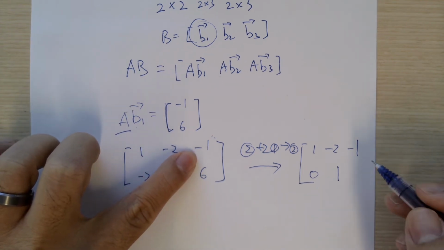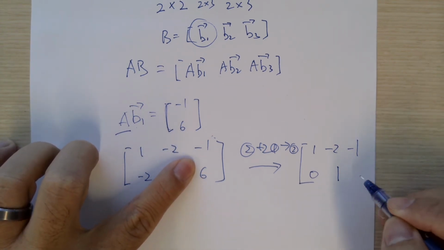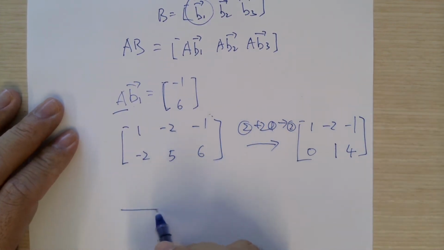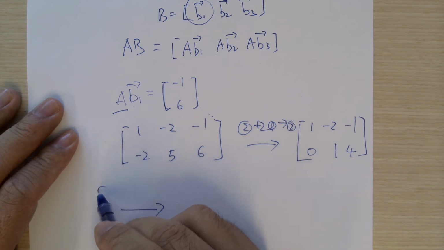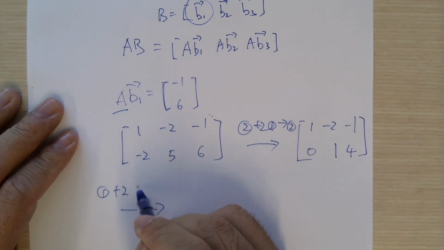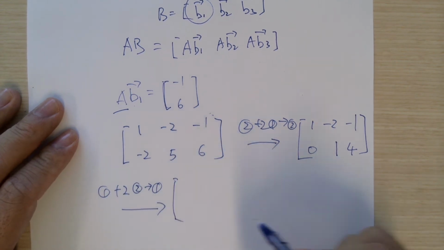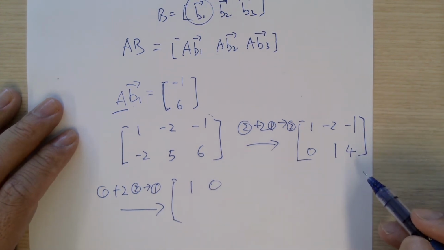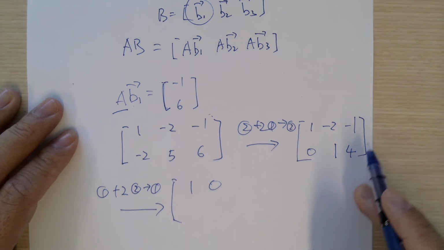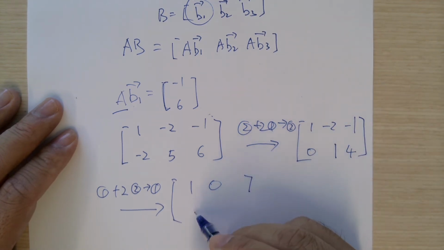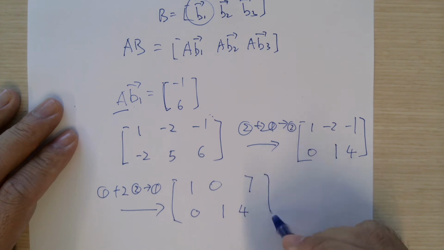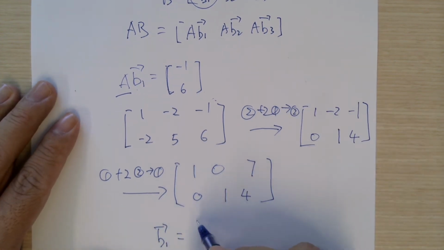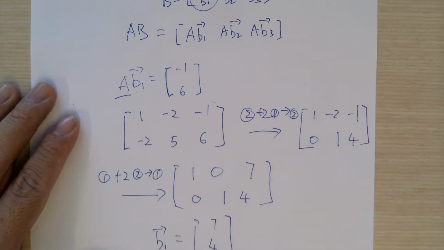-1 times 2 is -2, 6 minus 2 gives us 4, right? So you see, of course, you can do another round of things. You can do row 1 plus 2 times row 2 becomes new row 1. So 1 is part to 0. So 2 times 4 is 8, minus 1, so it's 7, and 0, 1, 4. So you see that the first column, B1, is going to be 7 and 4.